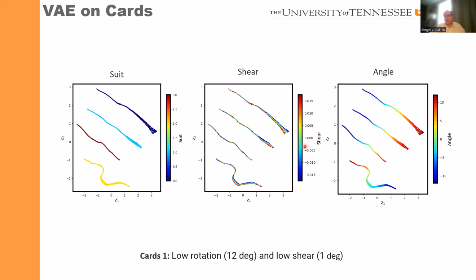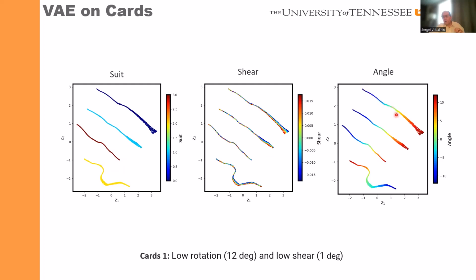So now let's play with the other labels. Remember that we had 3 factors of variability. We have the suit, we have the shear value, and we have the angle value. And in this case, we have 3 factors of variability, but we try to squeeze our data into the 2-dimensional space. So see what happens. This is obviously the strongest factor of variability in this case.